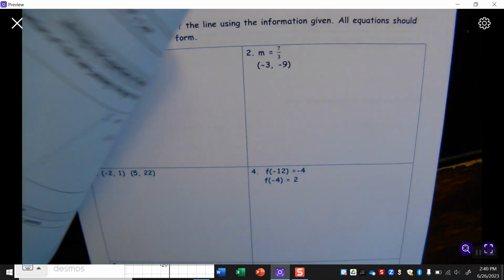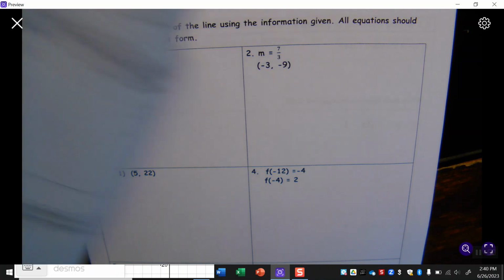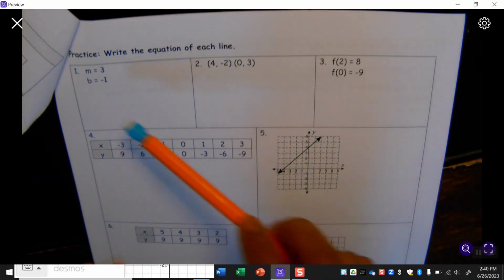This next page has practice for you, so you can go ahead and practice just this page right here. Okay, write the equation of a line, this page.